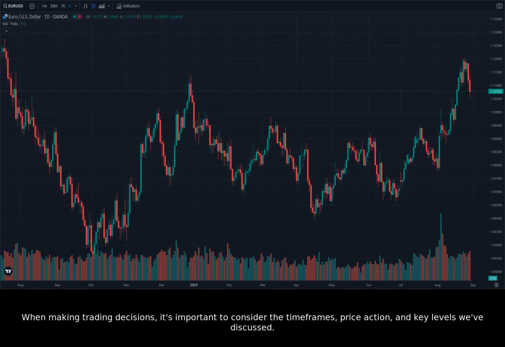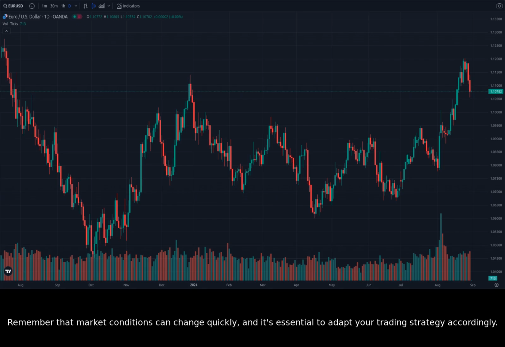When making trading decisions, it's important to consider the timeframes, price action, and key levels we've discussed. Remember that market conditions can change quickly, and it's essential to adapt your trading strategy accordingly. Always manage your risk effectively and never invest more than you can afford to lose. Stay informed about the latest news and economic data that could impact the EURUSD market. Continue to monitor the charts for any significant changes in price action, volume, or technical indicators.